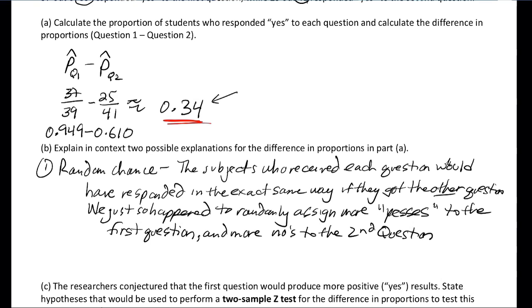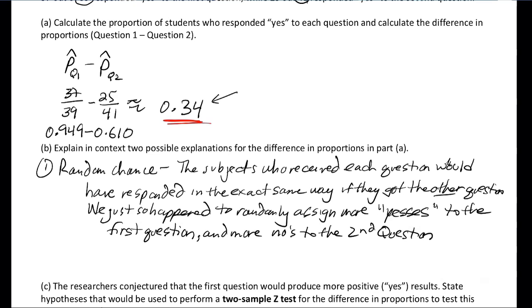We just so happened to be unlucky in a sense, and we randomly assigned more of the yes people to the first question and more of the no people to the second question. If we had randomly assigned the questions differently, then this very well could have been flipped or could have been a different percentage, much closer to 0.